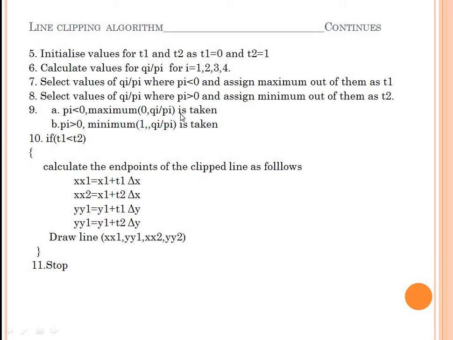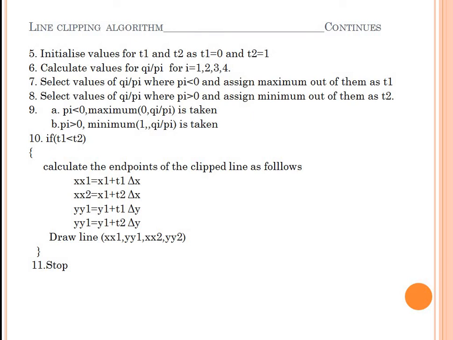Here is the equation. If pi is less than 0, then we calculate t1 as the maximum of 0 and qi upon pi. If pi is greater than 0, then we calculate t2 as the minimum of 1 and qi upon pi. If t1 is less than t2, then we calculate the x1, x2, y1, y2 values. If t1 is greater than t2, then this condition is false, that is the line is completely outside the boundary, so we are not required to clip that line.